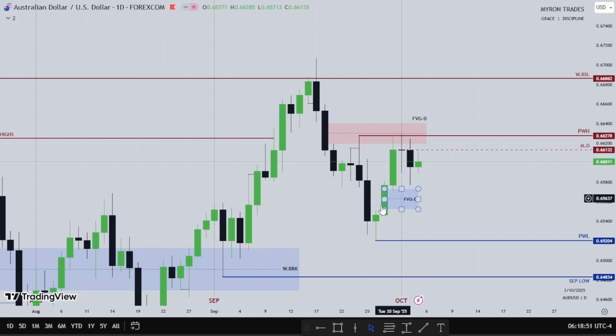So for the new week, if price wants to go higher, maybe I want to see a retracement into this fair value gap that will go higher, or we'll see price use this fair value gap as support to go higher, right? So that's about that for Aussie dollar, right? For AUD USD.